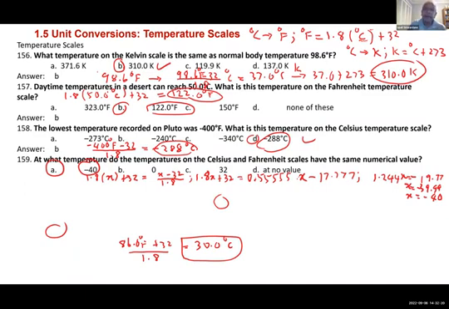Which temperature do the Fahrenheit and Celsius scales have the same numerical value? I got the idea. This is Fahrenheit, Celsius. This is Fahrenheit, Celsius to Fahrenheit. So these should be equal. Then when I solve for x, I got negative 40.